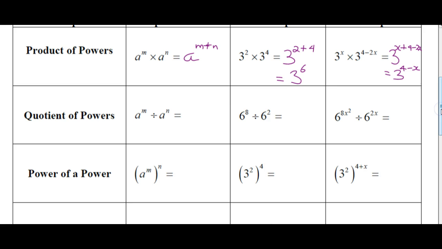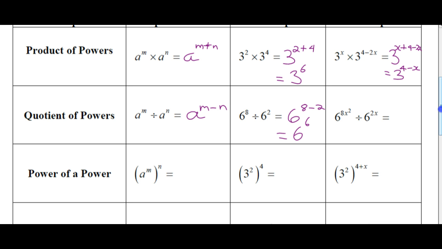Quotient of powers, division. A to the m divided by a to the n is equal to? So when you're dividing powers with the same base, you do what with the exponents? You subtract the exponents. 6 to the 8th divided by 6 squared is? Which is 6 to the 6th.